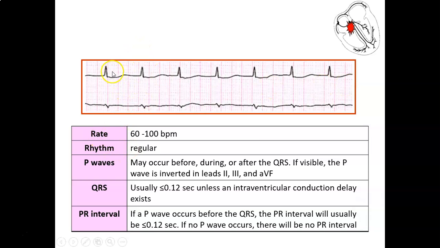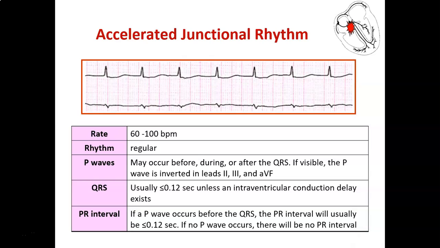Look at this. Here if you see, the heart rate is more than 60, but it's less than 100. Rhythm is regular, so it means coming from one source. P wave not seen at all. QRS duration is narrow, so it means above the ventricles, and PR interval nothing. So again, this is junctional escape rhythm, but as the heart rate is more than 60, we'll call it accelerated junctional rhythm.